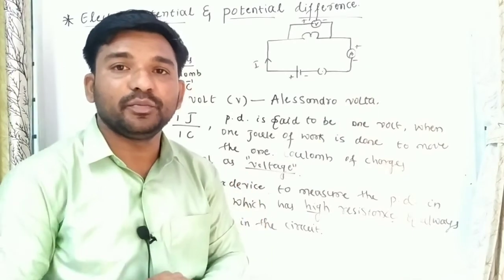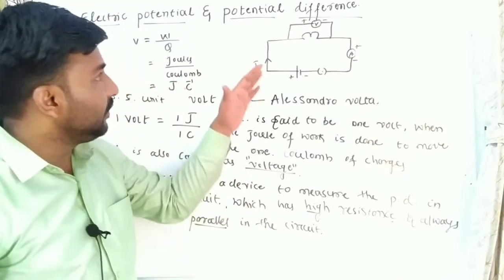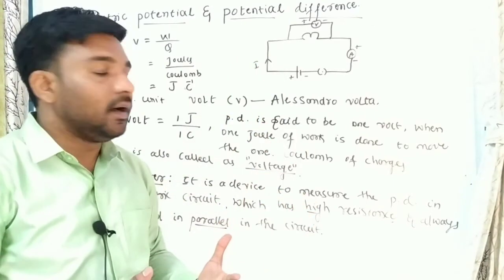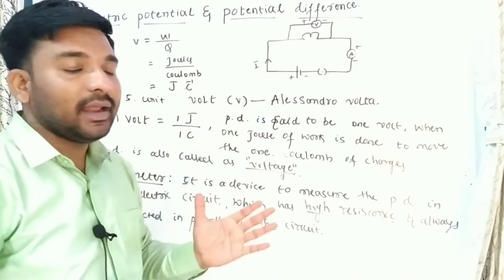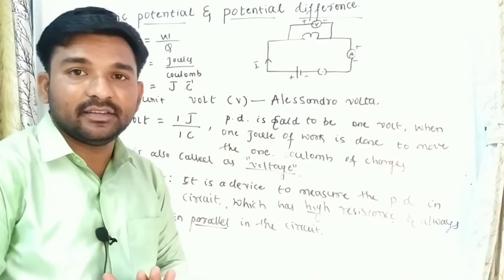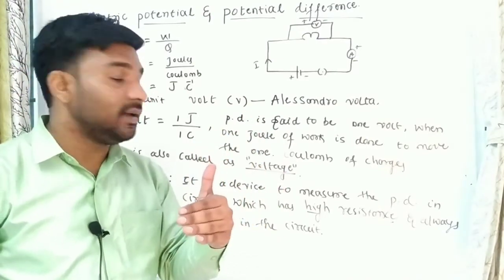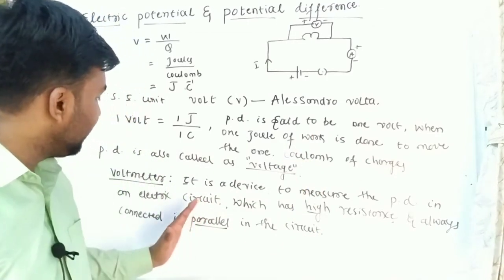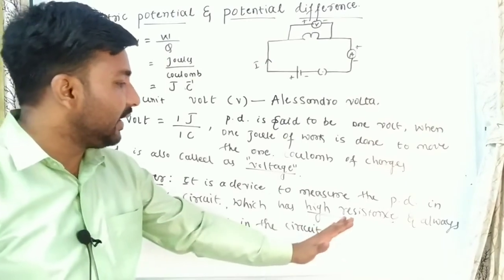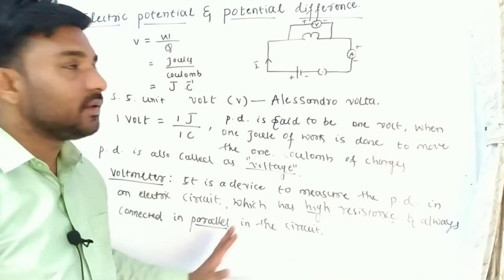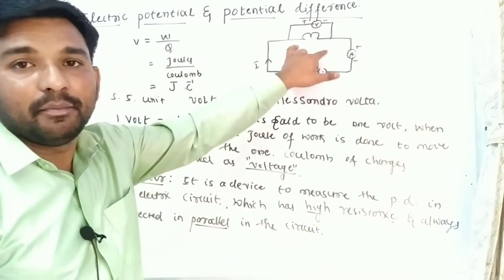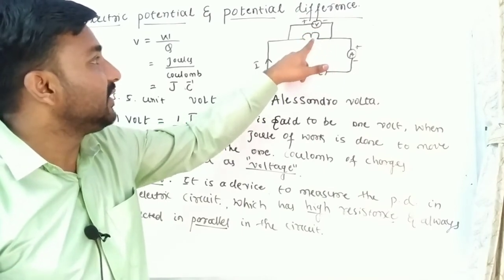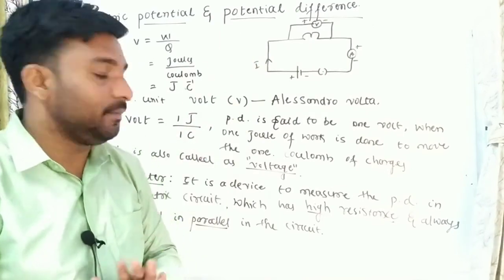You must know these two differences. For why the voltmeter is always connected in parallel and the ammeter in series, I will make one more separate video. For now, just remember that the voltmeter has high resistance and is connected in parallel. This is the representation of how to connect the voltmeter in parallel in the circuit.